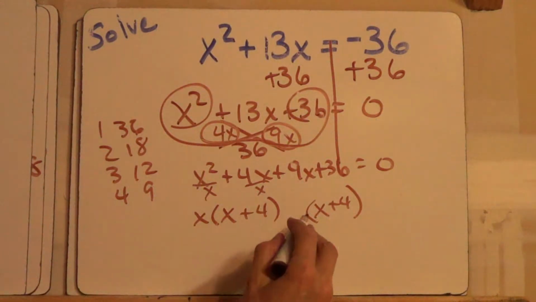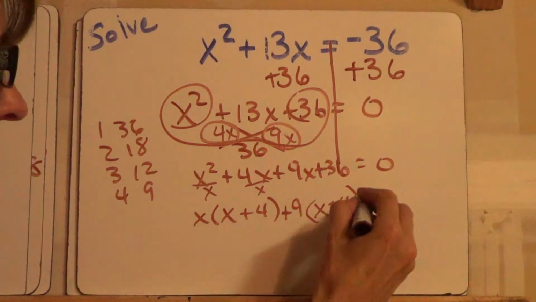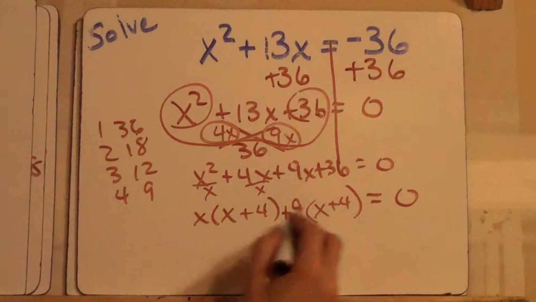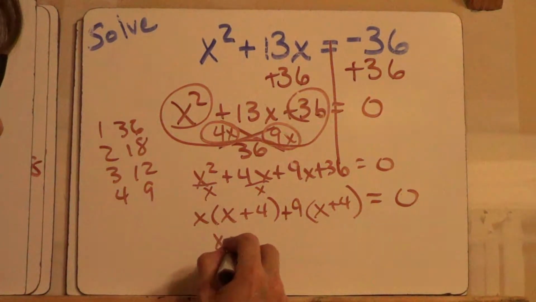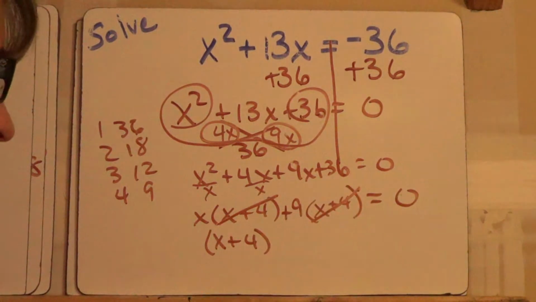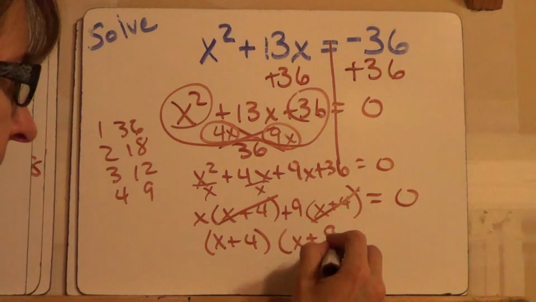Now you ask yourself what times x would be positive 9x. Positive 9. Okay, so what's common? X plus 4. What's left? X plus 9.